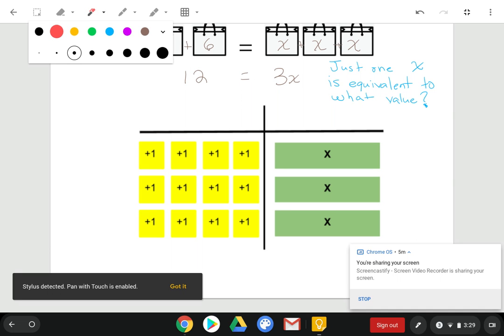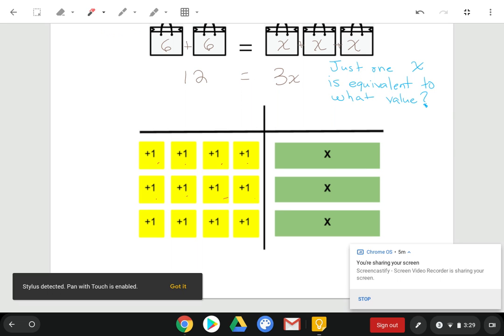All right, so I have a T diagram here. And notice on the left-hand side, I have 1, 2, 3, 4, 5, 6, 7, 8, 9, 10, 11, 12. I have 12 positives. The reason why I put the positives there is because later on we're going to be talking about positive and negatives. So it is important to differentiate between a positive and negative. So we'll go ahead and start there. And then on the right-hand side, I have 3 X's. My question is just one X is equivalent to what?